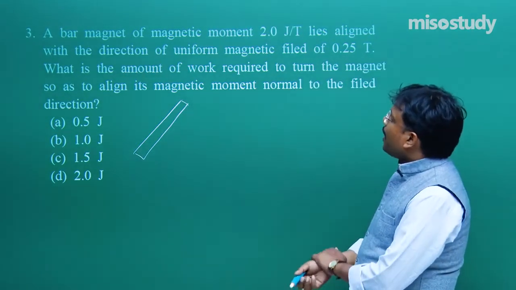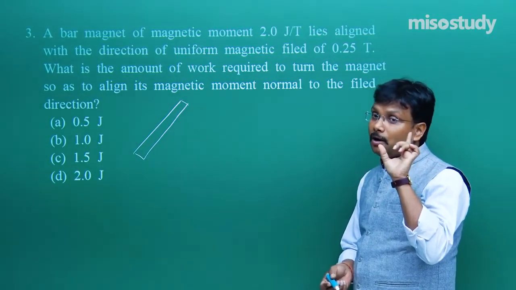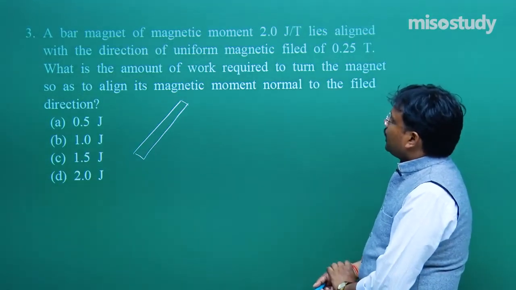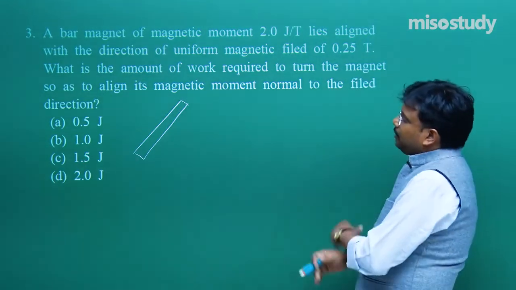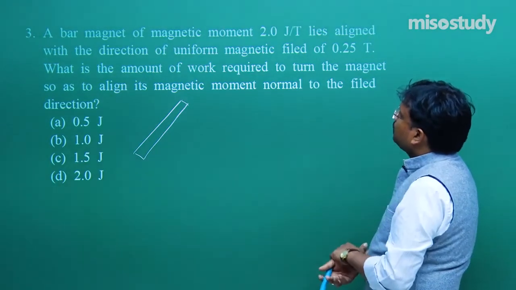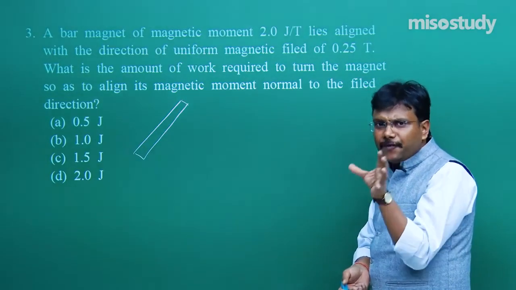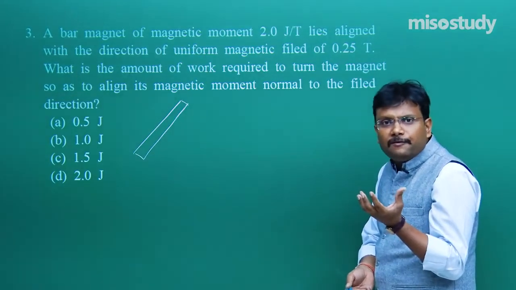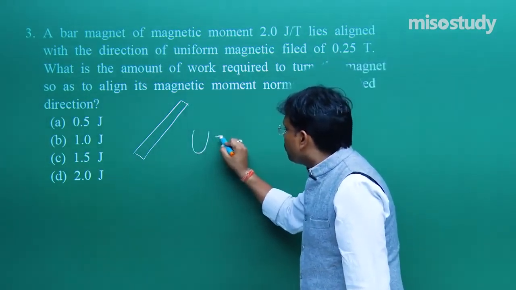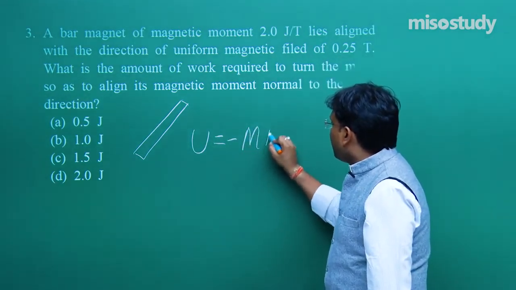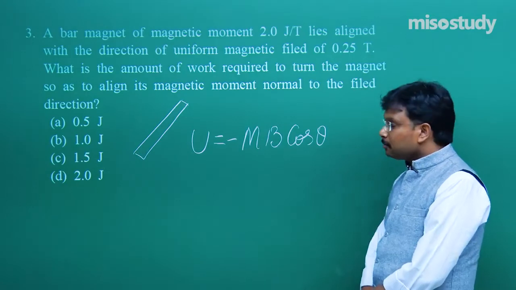Okay. So a bar magnet is something like this. A bar magnet of magnetic moment M equal to NIA type of formula lies aligned with the direction of a uniform magnetic field. Ultimately, you have to find the amount of work. So if you can calculate the difference in energy, then the amount of work you can easily find out. So what is the formula for energy? U is equal to minus mB cos theta.